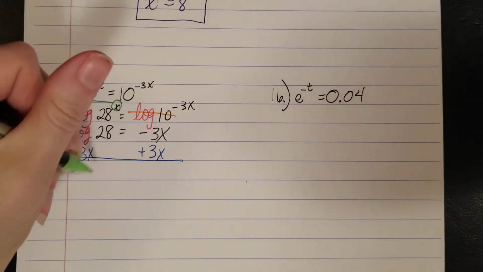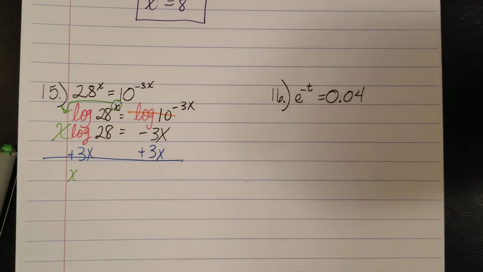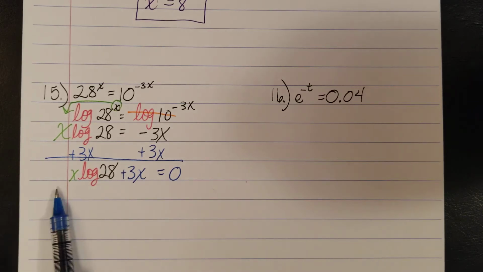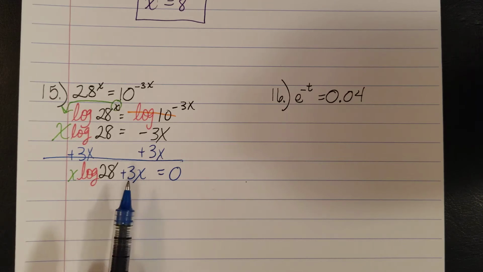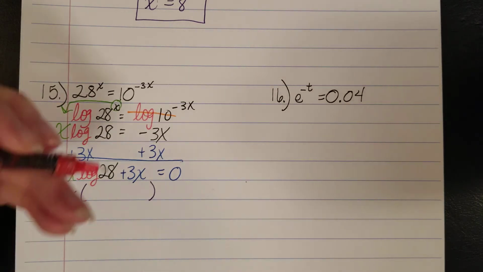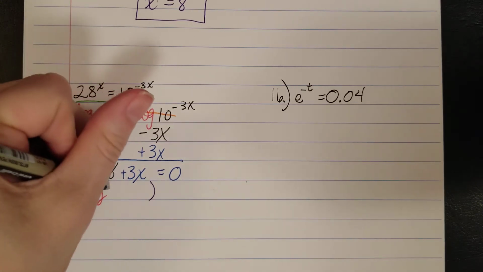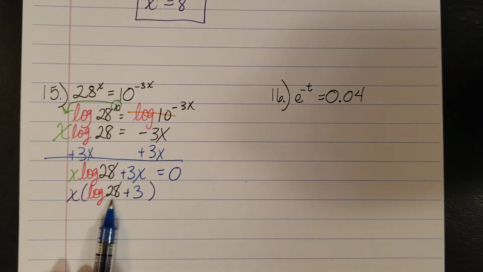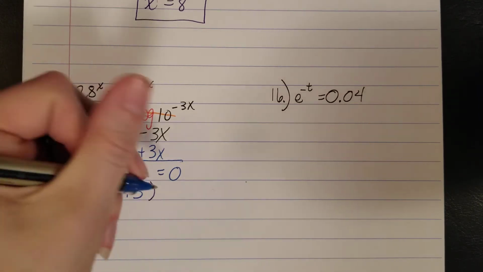Okay, so I have x times the log of 28 plus 3x is equal to 0. Now, you could definitely not combine anything here. This x is attached to the log, and this is 3x, so you couldn't combine those. But what you can do is factor out the x. So that's going to be x parentheses log of 28 plus 3. Again, you cannot combine the 28 with the 3 because the 28 is stuck inside of that log. All right, equals 0.